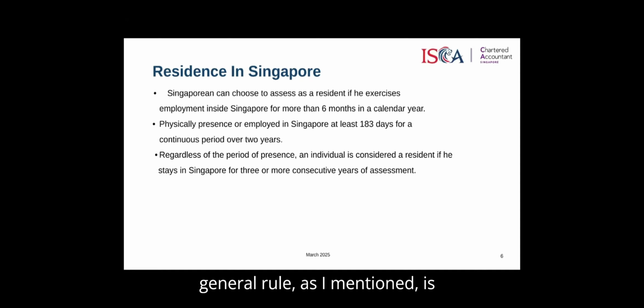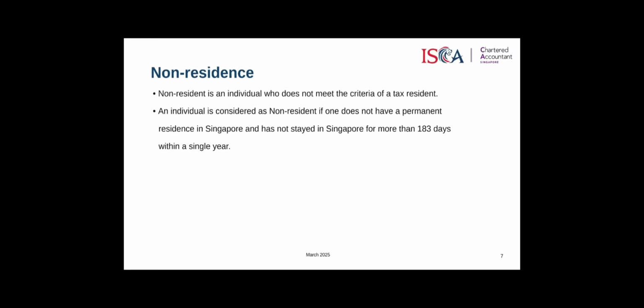Therefore, the general rule, as I mentioned, is that a Singaporean would typically be considered a tax resident of Singapore. A non-resident is an individual who does not meet the criteria of the tax residency test as mentioned above. The general rule is that an individual is considered a non-resident if he does not have a permanent residence in Singapore and has not stayed in Singapore for more than 183 days within a calendar year.